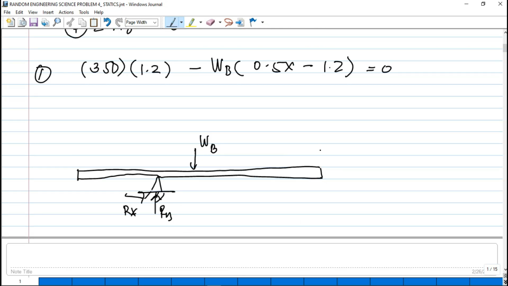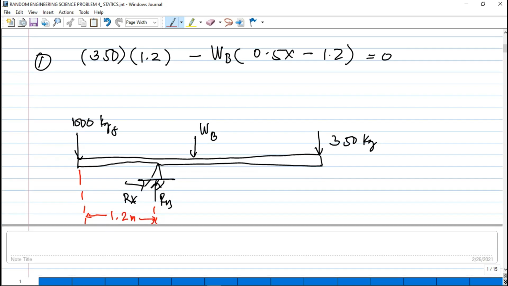So on this side, ililipat daw natin dito sa kabila yung 350 kg. Then maglalagay daw tayo ng 1,000 kg force dito sa other side. And this distance here from the left end, that is 1.2 meters. No changes for that. Okay, so this distance here, 1/2 of the length of the beam, 0.5x. So the length of the beam is x.